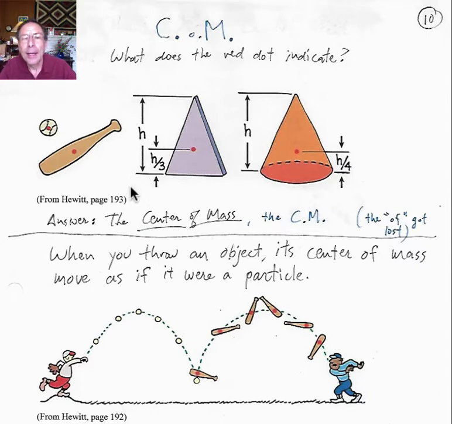Okay, now one way of thinking about center of mass is it's the balance point. So if I were to put my finger underneath the baseball bat, it would balance if I put my finger right there. If I put my finger underneath a triangle, at that location, it would balance there. Let me show you a trick for finding the center of mass of an object.